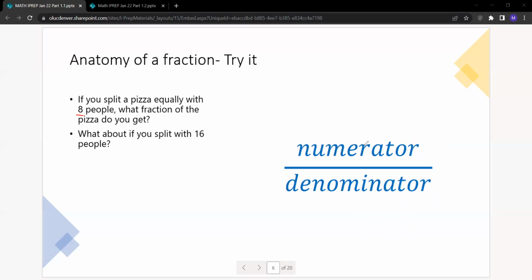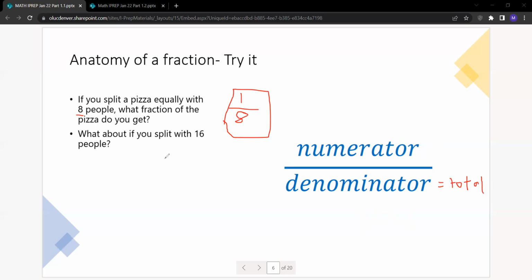So remember, the numerator is how many each person gets. So we know already the numerator is going to be 1. And the denominator is the total number of pieces, right? So if we have 8 people, we're going to have 8 pieces. So therefore, each person would get 1/8 of the pizza.